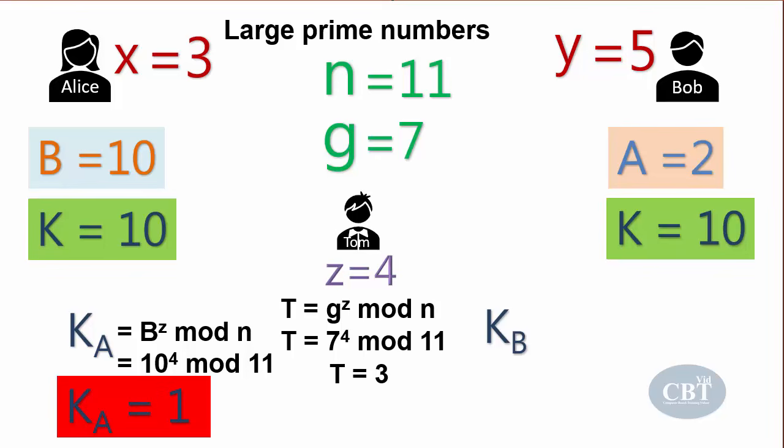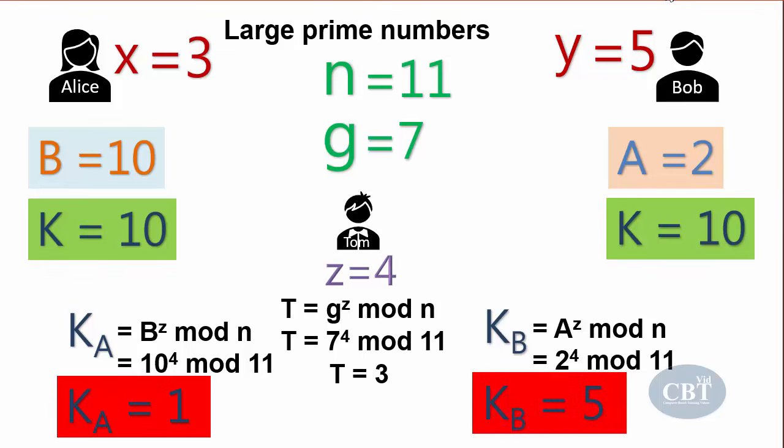Now on Bob's side, he's going to calculate another key, and that will be the A that Bob received from Alice to the power of Z modulo N, which is 2 to the power of 4 modulo 11, and the result is 5. Now you can see the two values that Tom calculated are not even close to what Alice and Bob have. He wasn't even able to calculate the same key values on both sides. So that's how Diffie-Hellman works and keeps your key secret.